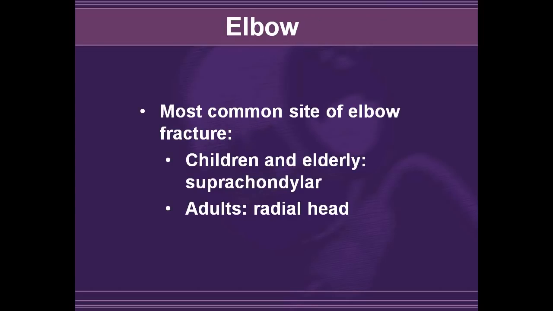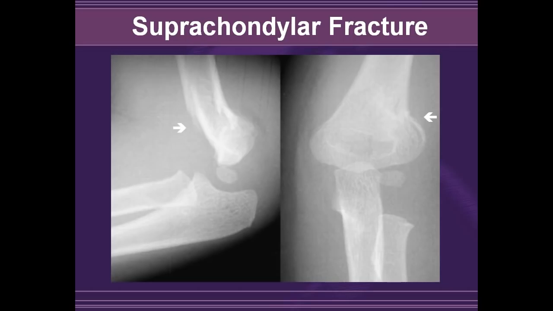In children and elderly, the most common elbow fracture are supracondylar fractures, whereas in adults, the radial head is most often fractured. Radial head fractures can be quite subtle and difficult to identify, but they are important because they are often intra-articular. If there is clinical concern for a radial head fracture, a repeat radiograph is recommended in 7 to 10 days post-immobilization. This is an example of a supracondylar fracture in a child.